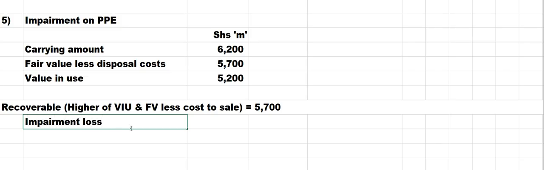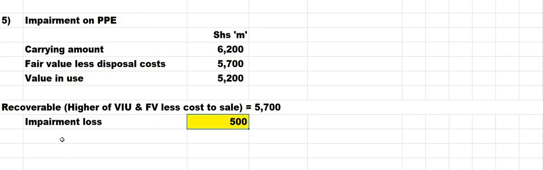The impairment loss is the carrying amount, which is 6.2, minus the recoverable amount of 5.7. We get an impairment loss of 500,000. So this is our impairment loss.